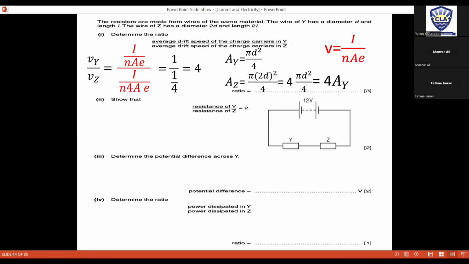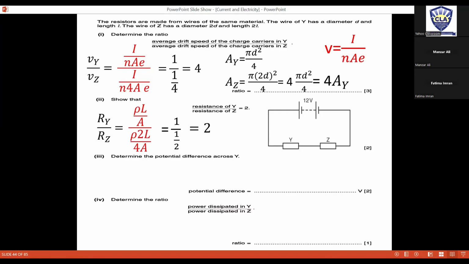Resistance of Y to resistance of Z, we have to find the ratio. Resistance is given by rho L over A. For Y, it will be rho L over A. But for Z, it will be rho 2L because length is double, diameter is double. So 2L is for the length and 4A is for the area. So rho L over A cancels out, 1 divided by 1 over 2. 2 divided by 4, it becomes 1 by 2. And this 2 goes in the numerator, becomes 2 is to 1 ratio. Simple mathematics. So resistance of Y is double the resistance of Z.